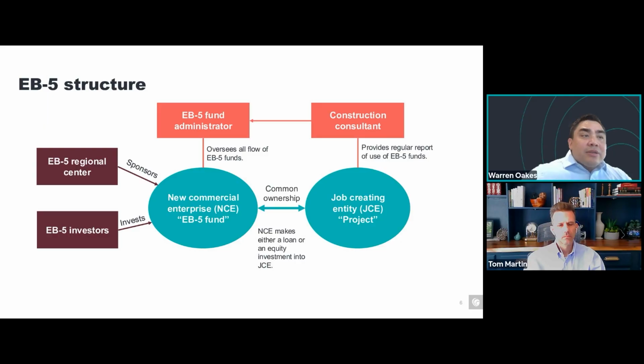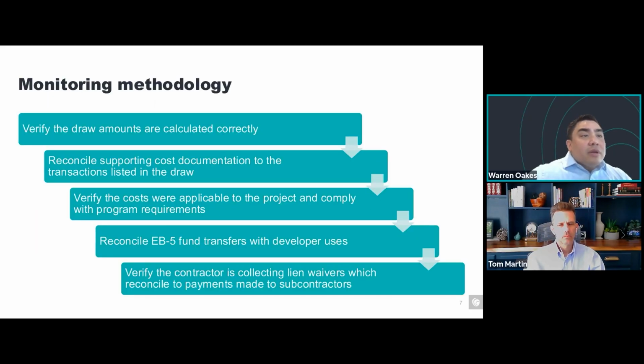Next, I'd like to introduce Tony Ullman, or turn the time over to Tony, who will go into more detail about the monitoring methodology. Thank you, Warren.